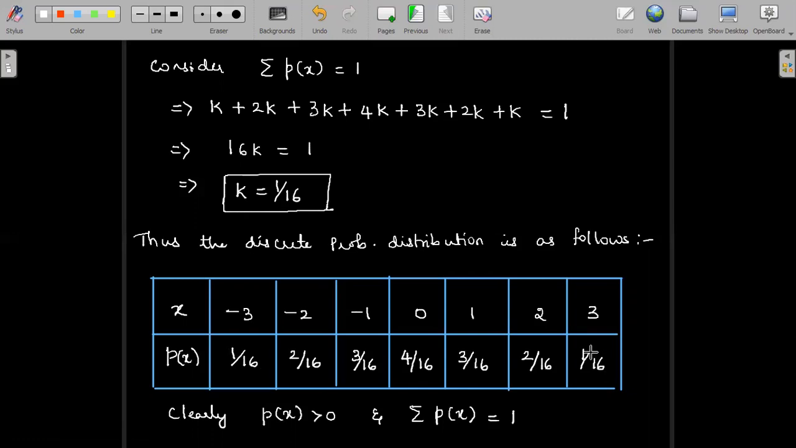You can sum up all the values of p of x and check whether it is equal to 1. It will be, because we started with that condition only and found out the respective value of k. And this is true for every x. Now we will find out the remaining things. That is, we have to find out mean, variance, and we were asked to find out probability of particular values of x lying. So we will find one by one now.